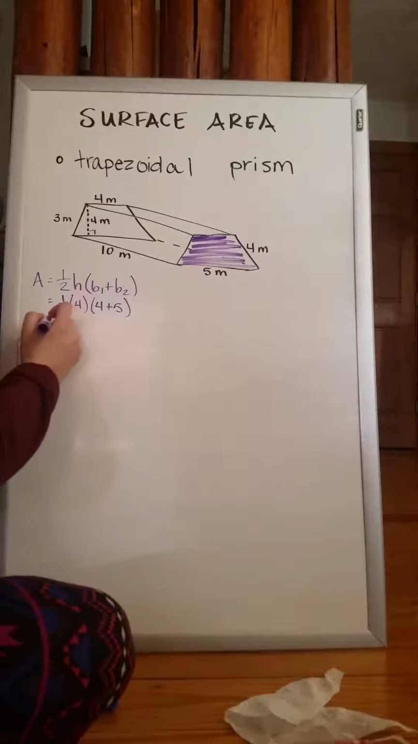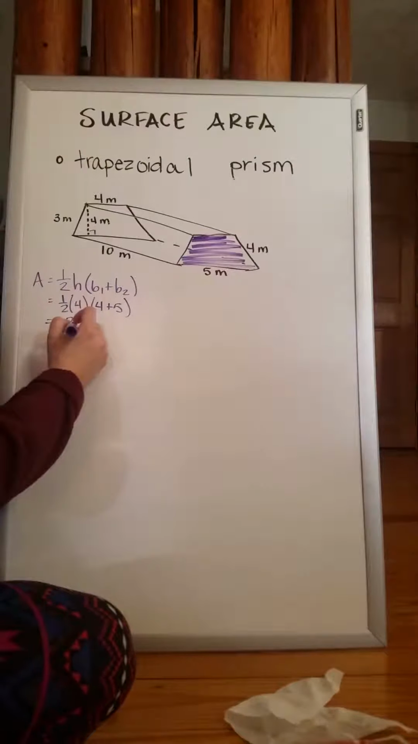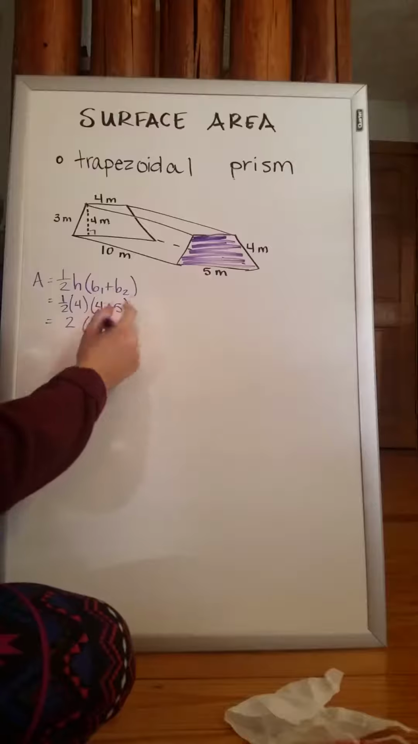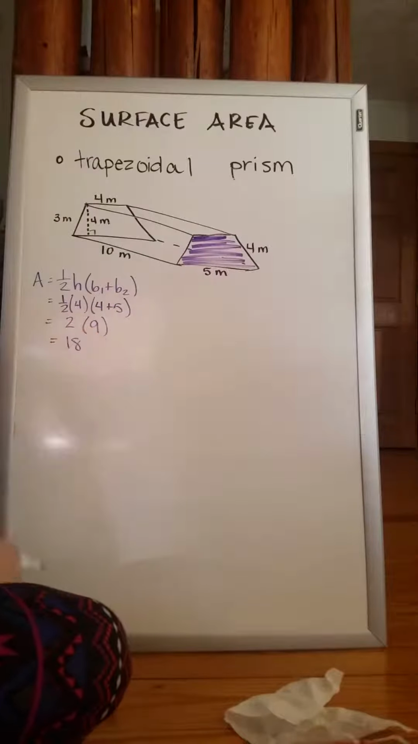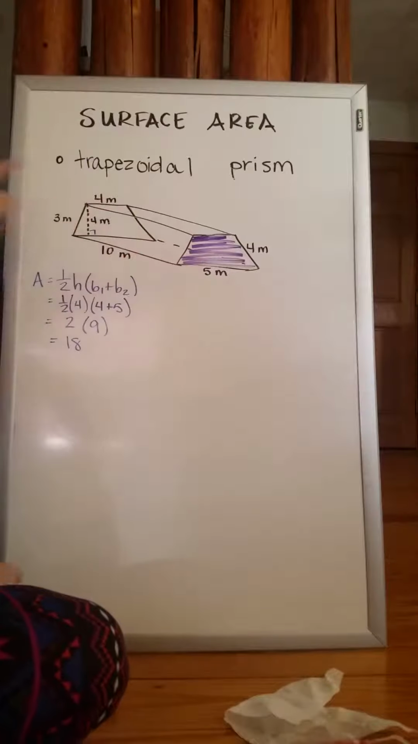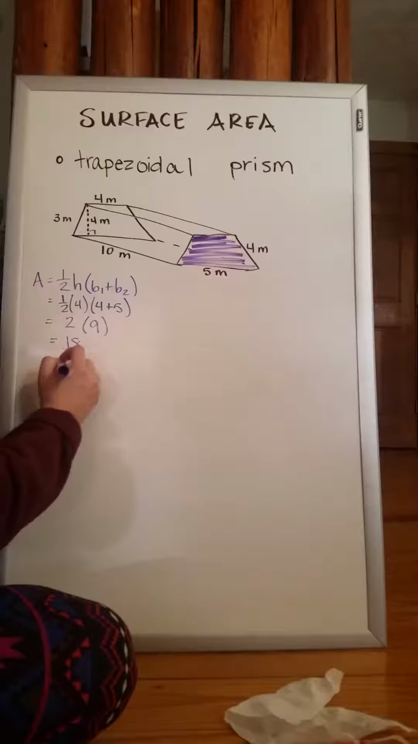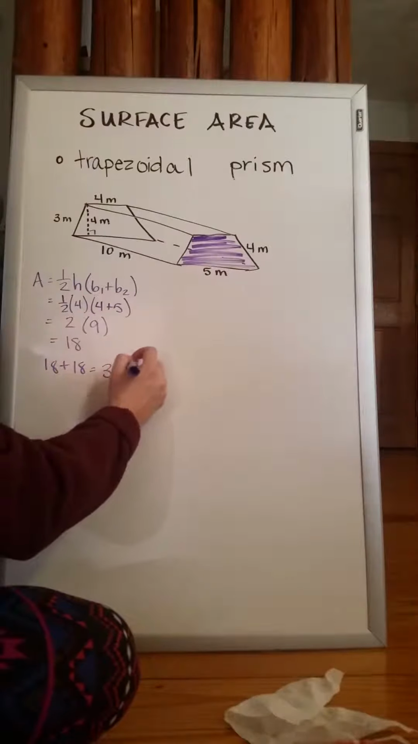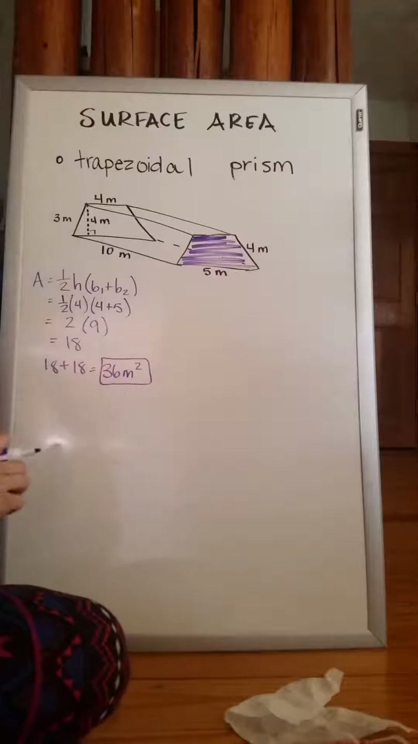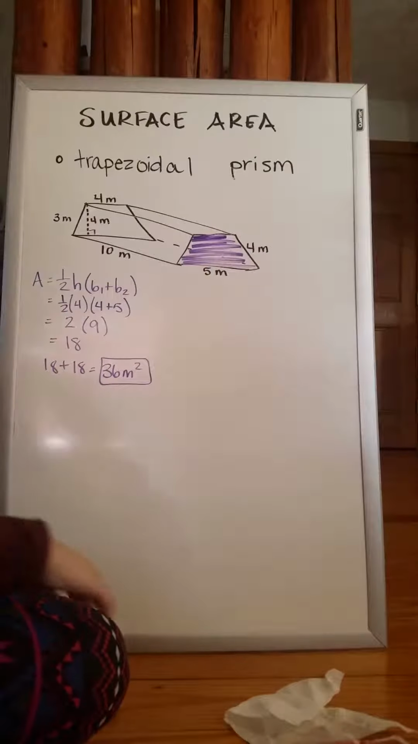Alright, so half of 4 is 2. 4 plus 5 is 9. So 2 times 9 is 18. There were two trapezoids, one up front, one in the back. So 18 plus 18 is 36. Alright, we're done with our trapezoids.